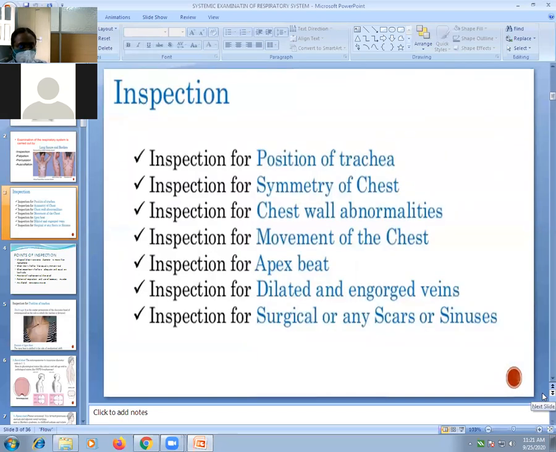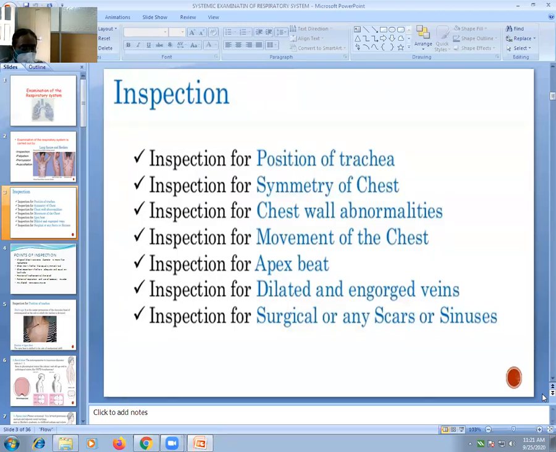Inspection. The points to be noted on inspection of the chest. You have to expose the patient. You have to do the inspection of the chest, means your eyes on the chest of the patient. Now what are the points to be noted while inspecting the chest of the patient? First, shape of chest. That is important. What is the normal shape? Transverse diameter should be more than AP diameter.